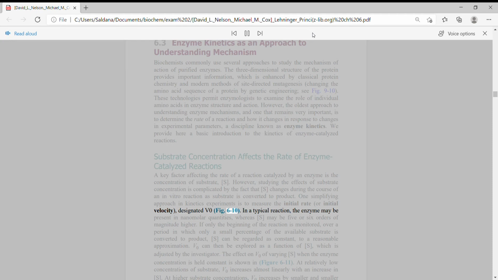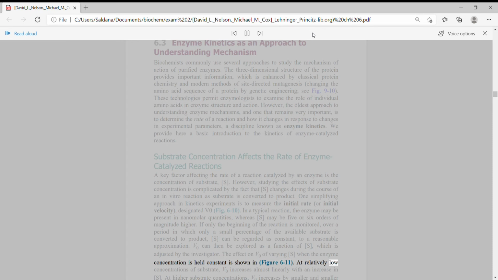In a typical reaction, the enzyme may be present in nanomolar quantities, whereas S may be 5 or 6 orders of magnitude higher. If only the beginning of the reaction is monitored, over a period in which only a small percentage of the available substrate is converted to product, S can be regarded as constant to a reasonable approximation. V0 can then be explored as a function of S, which is adjusted by the investigator. The effect on V0 of varying S when the enzyme concentration is held constant is shown in Figure 6-11.